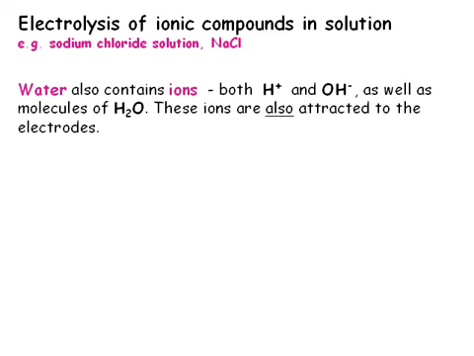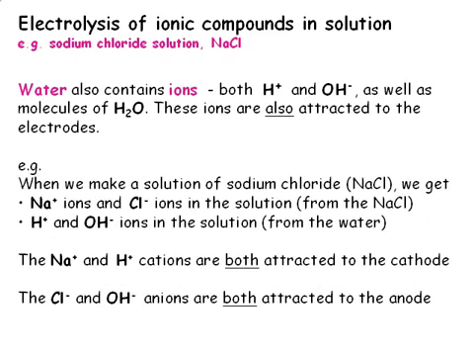This means that in a solution of sodium chloride we will have two kinds of positive ions, the sodium ions and the hydrogen ions, and two kinds of negative ions, the chloride ions and the hydroxide ions.